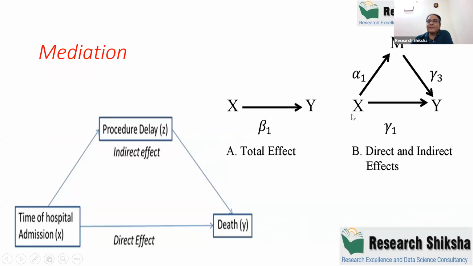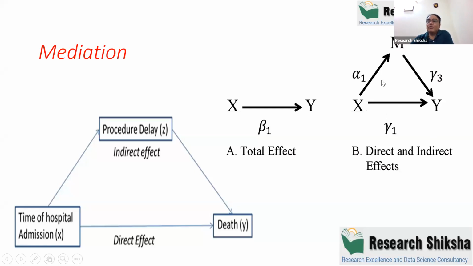In this case, X is affecting M, then M is affecting Y, and X is also affecting Y. So this is called mediation. And in mediation, we have two effects: the effect of X on Y and the effect of X through M on Y. The effect of X through M on Y is called the indirect effect, and the effect of X on Y is called the direct effect.